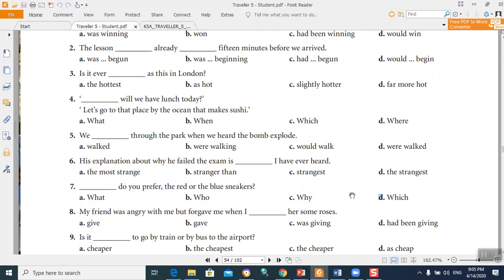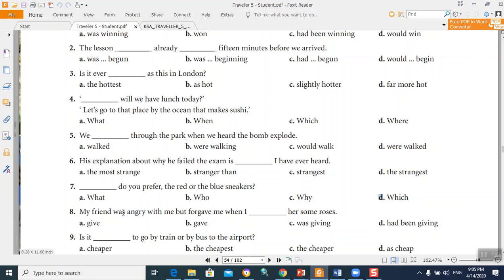Okay, number 8. My friend was angry with me, but forgave me when I heard some roses. My friend was angry with me, but forgave me when I, yeah, okay, here, number 8, what is your choice? Here it is about grammar in the past tenses.